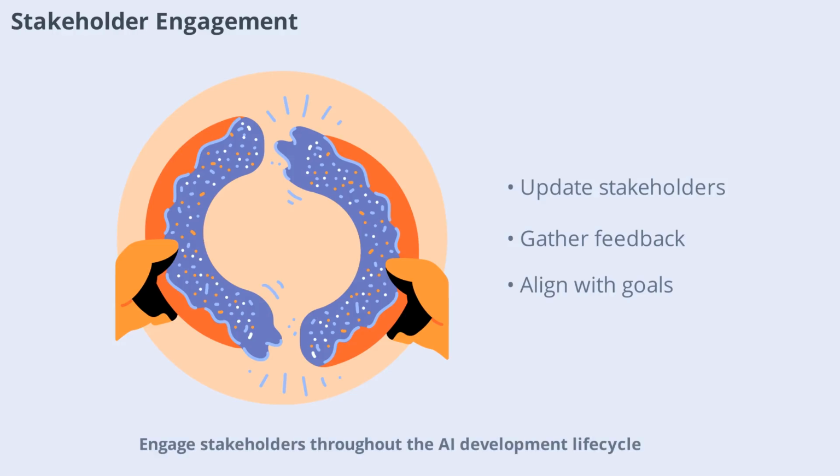Engage stakeholders throughout the AI development lifecycle. Regularly update them on progress, gather their feedback, and involve them in key decisions. Strong stakeholder engagement ensures your Narrow AI system aligns with business goals and delivers real value.